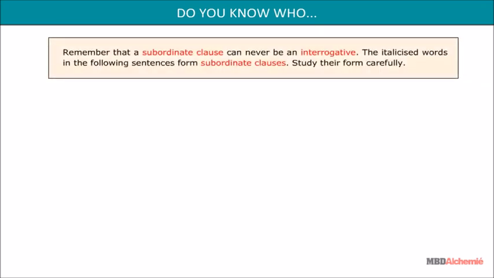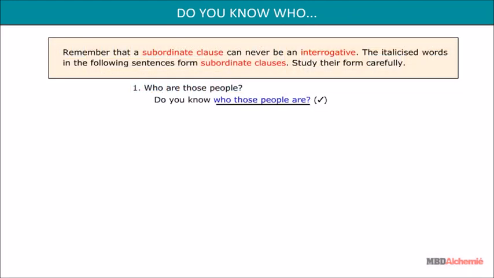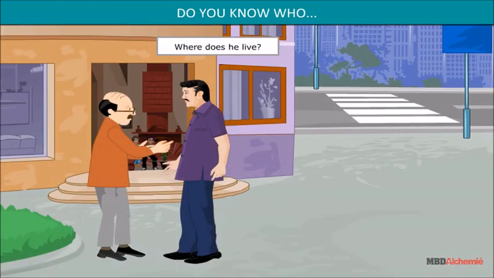Do you know who? Remember that a subordinate clause can never be an interrogative. The italicized words in the following sentences form subordinate clauses. Study their form carefully. 1. Who are those people? Do you know who those people are? Correct. Do you know who are those people? Incorrect.